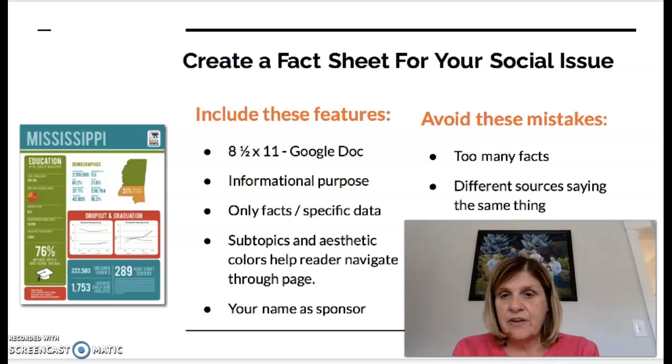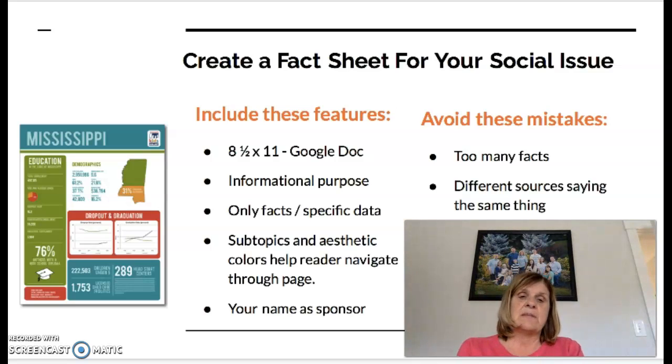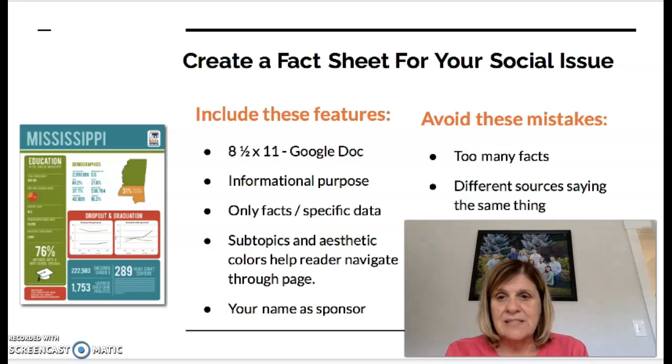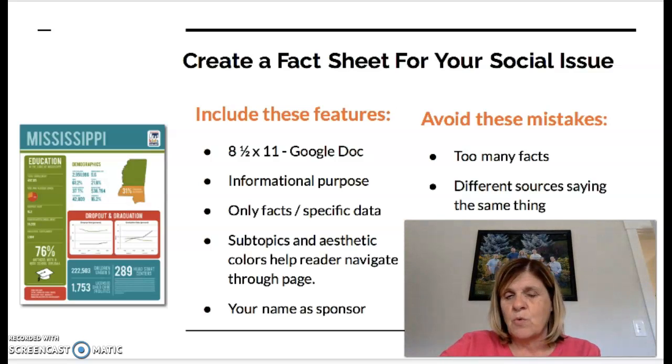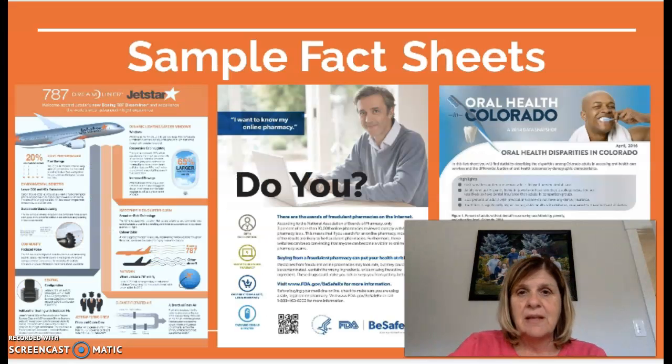So I listed here some problems that people get into with fact sheets: there are too many facts, too much on the page so that you can't see anything, sometimes we say the same thing twice, there's no organizational structure to the information, and you don't want just a long list. So you can see the one on Mississippi to the left of the slide is a good example of something that I would like you to do.